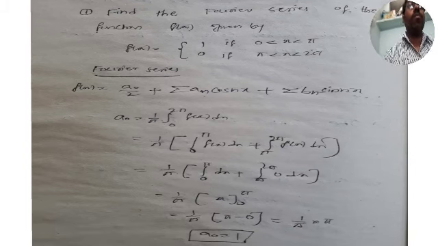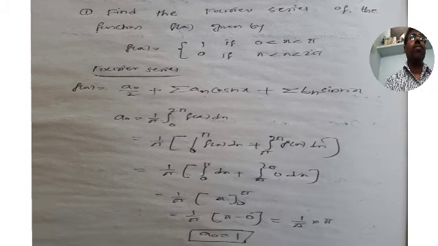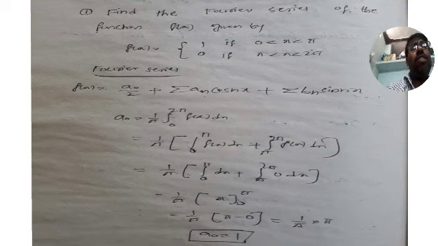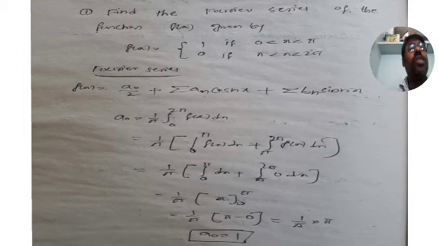Okay, so now let us do some problems. First problem is: find the Fourier series of the function f of x given by f of x is equal to 1 if 0 less than x less than pi, and f of x is equal to 0 if pi less than x less than 2 pi. So from 0 to pi the function is 1, and from pi to 2 pi the function is 0. So this is a discontinuous function.